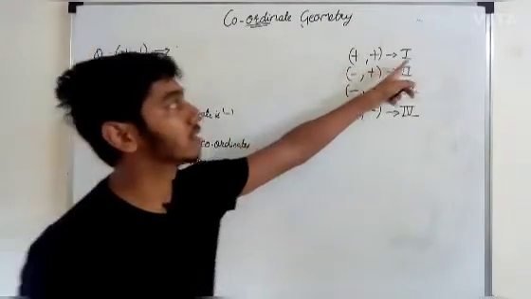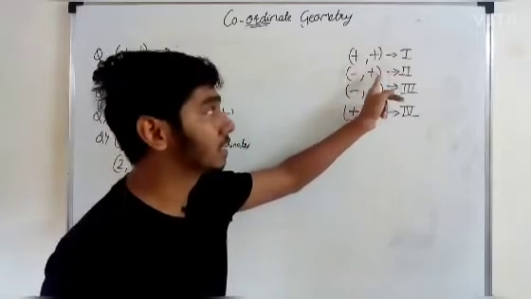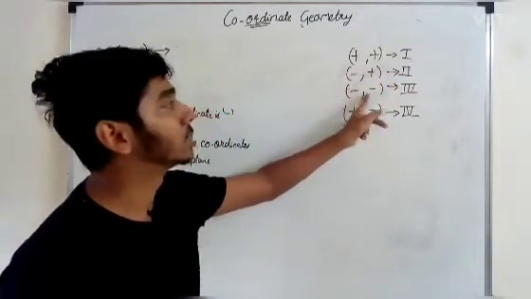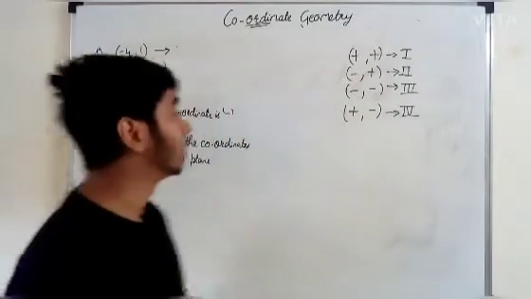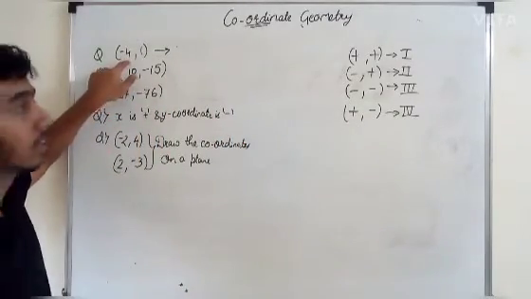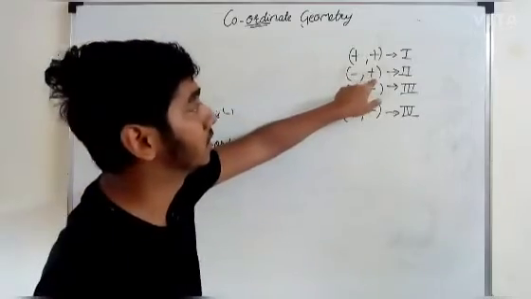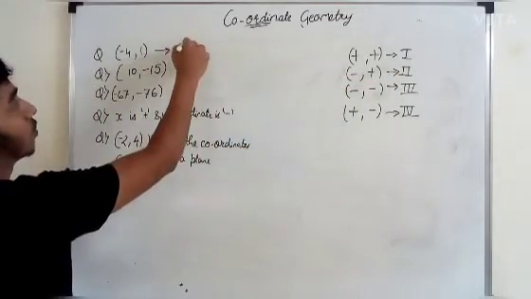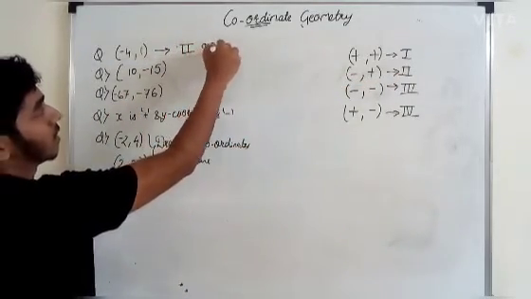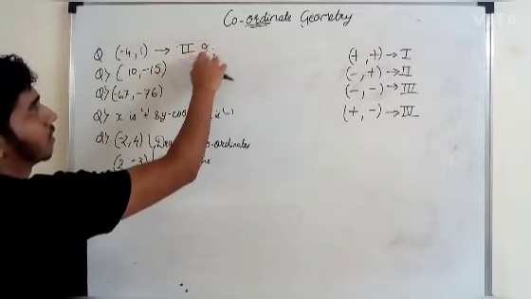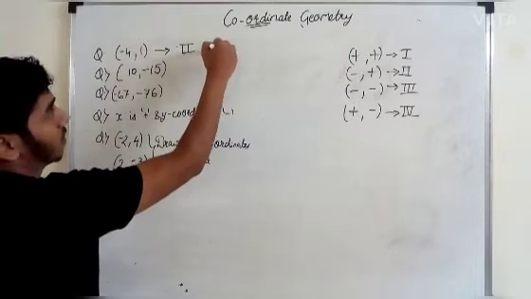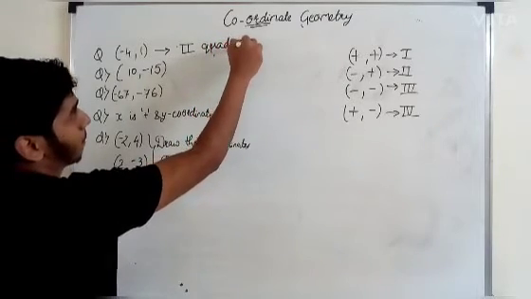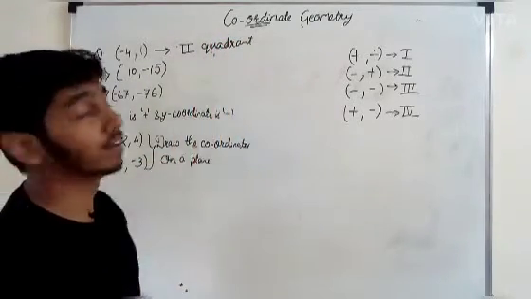Plus plus lies in the first quadrant, minus plus then it lies in the second quadrant, minus minus then third, and plus minus then it's in the fourth quadrant. So for this point, it lies in minus plus, so it's in the second quadrant.